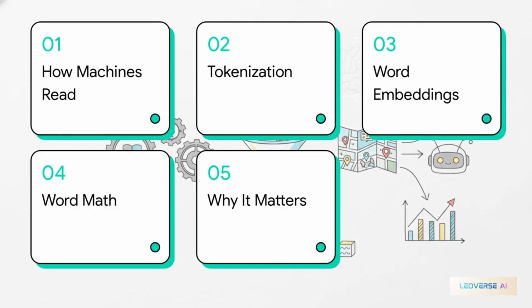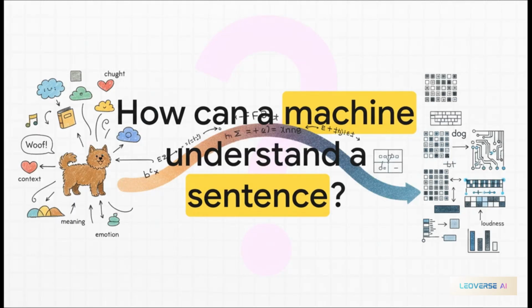All right, here's our game plan for today. First, we'll look at how machines fundamentally see text in the first place. Then, we'll get into the two key ingredients, tokenization and word embeddings. After that, we're going to explore the amazing word math that this whole process unlocks. And finally, we'll wrap it all up and see why this is the foundation for pretty much all the AI you hear about today.